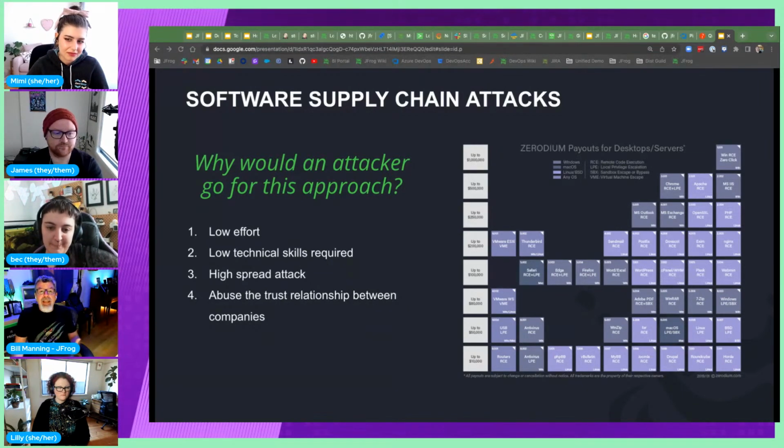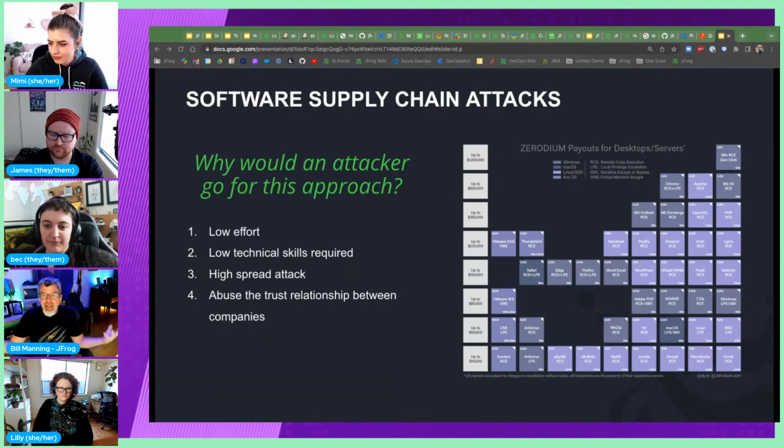Remember, all of these repositories that you pull those third-party transitive dependencies from, all those things, they're just out there and they're open source.